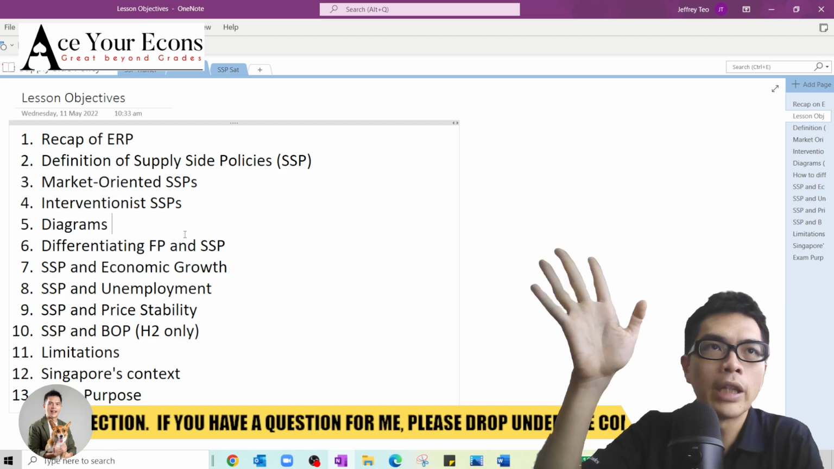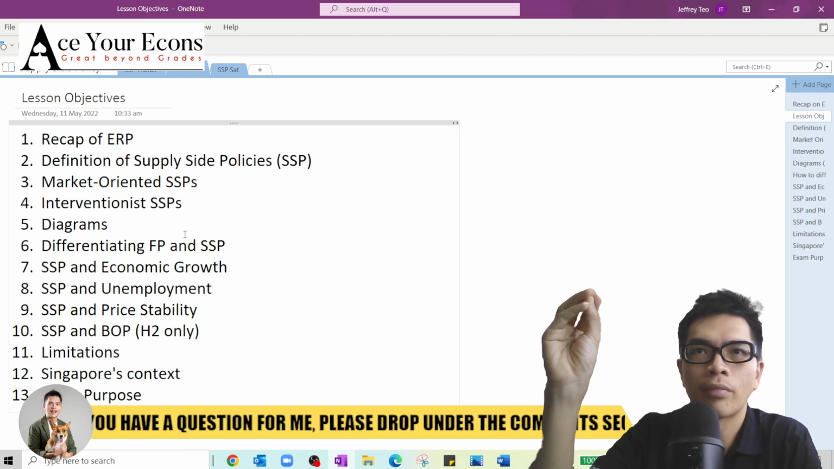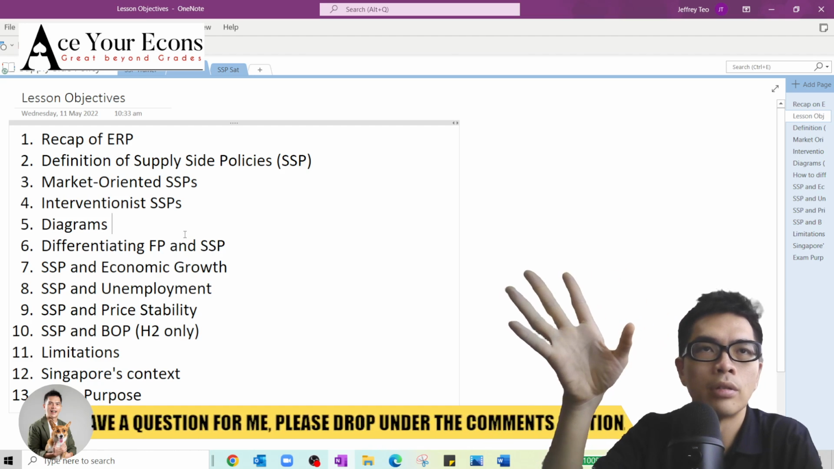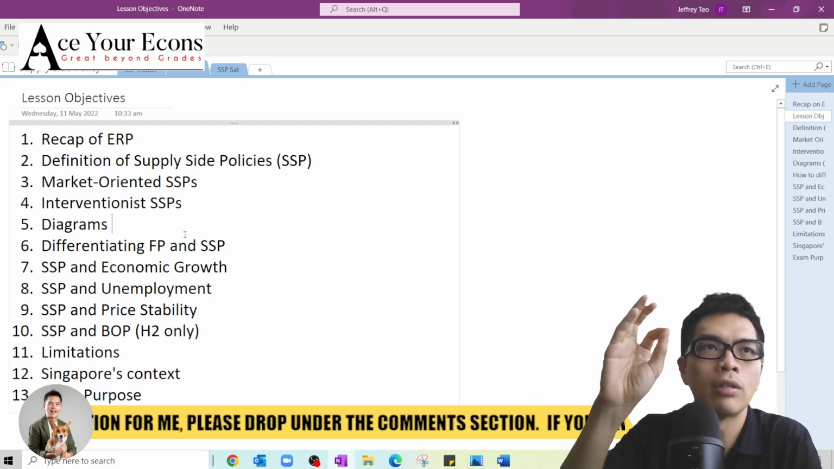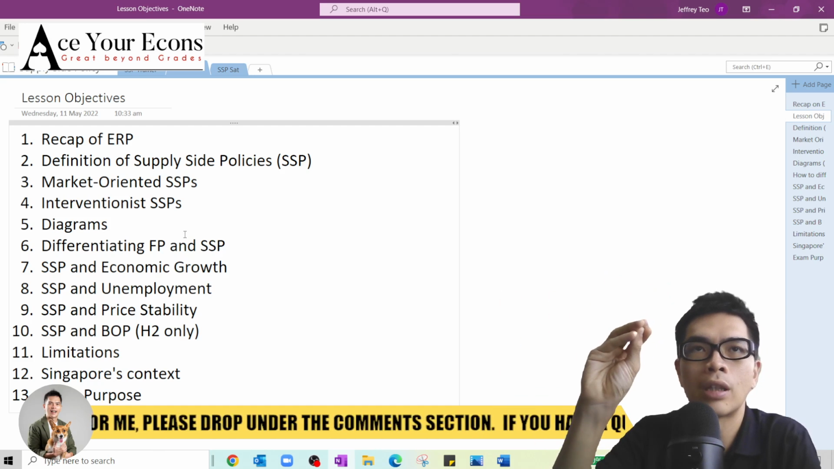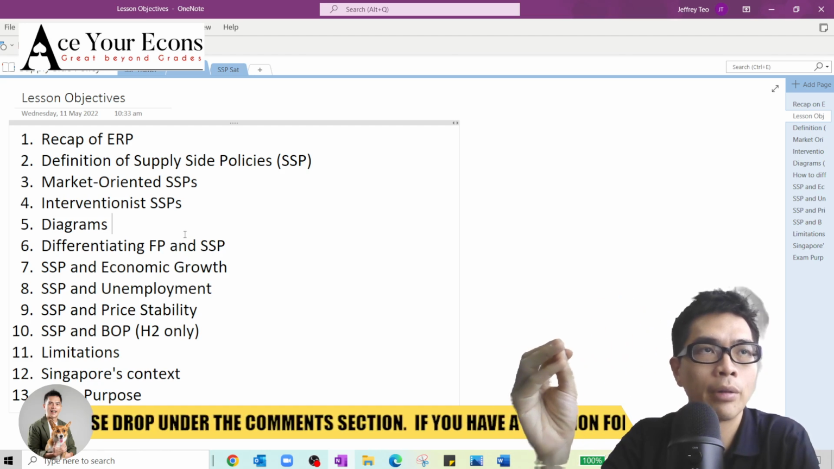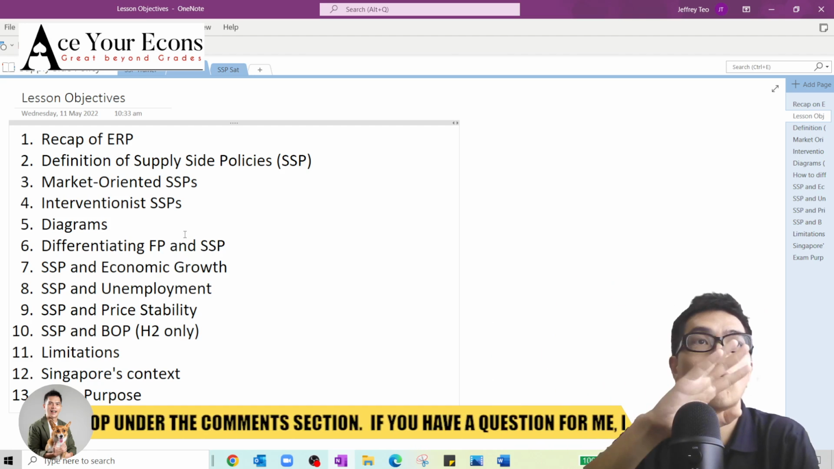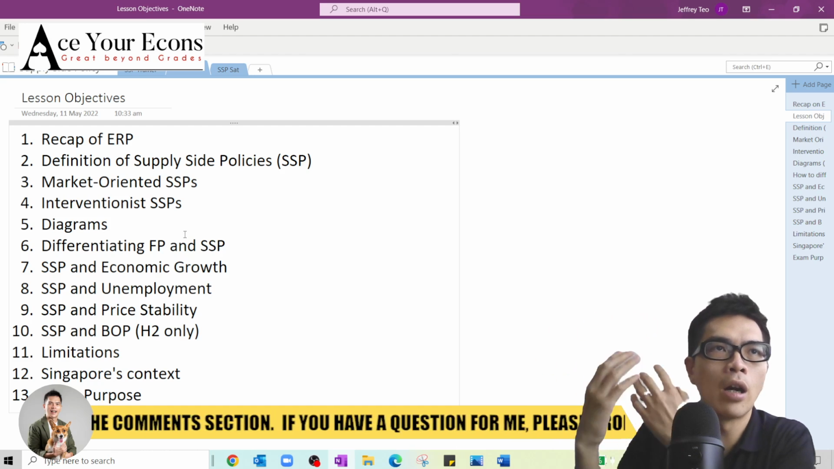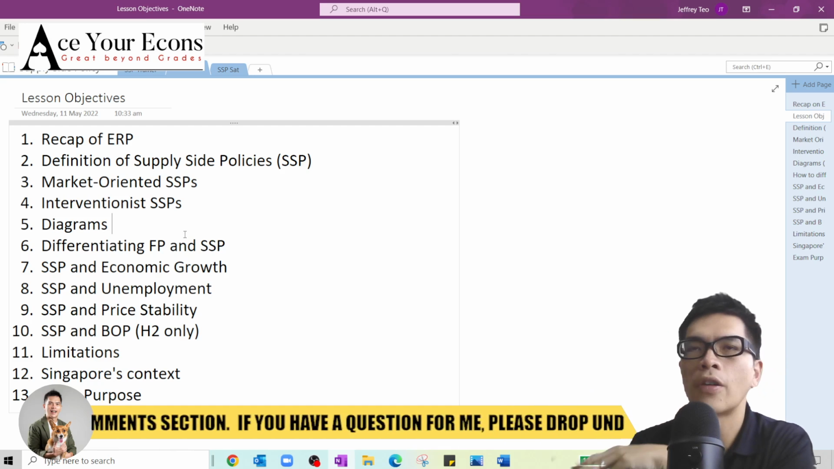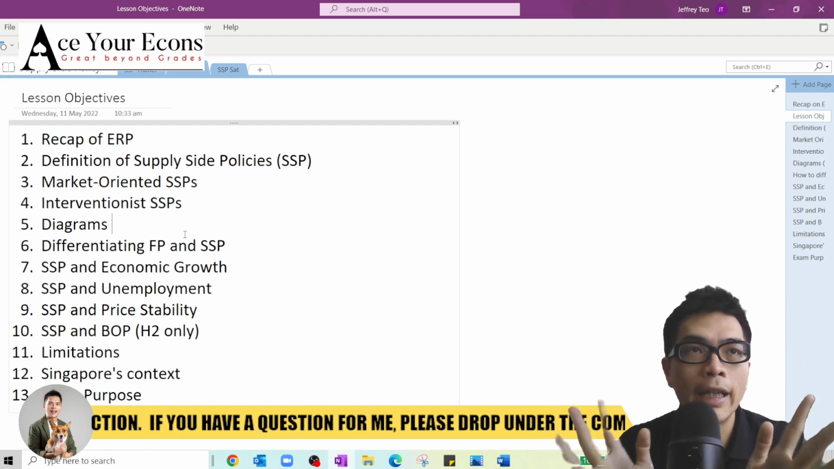For those who raised your hand, does your school use long run and short run supply side policy? Yes, so I will also emphasize the difference of long run and short run. I will stick to the mainstream, which is market oriented and interventionist. The long run and short run side, I'll illustrate using a diagram. Whichever your school covers is not wrong. It's just a different way to perceive supply side policy. Market oriented policies can also be short run or long run. Interventionist policies can also be short run or long run. Clear?